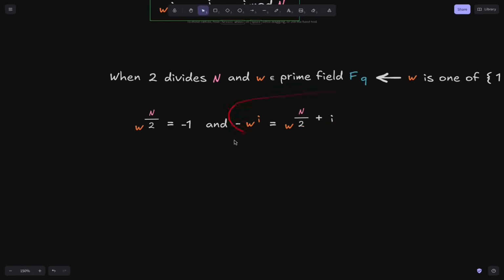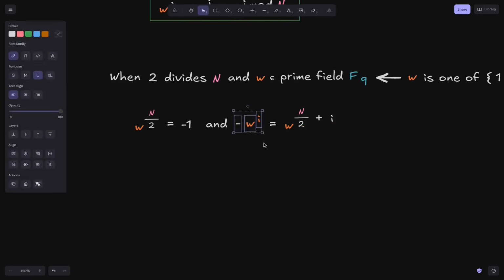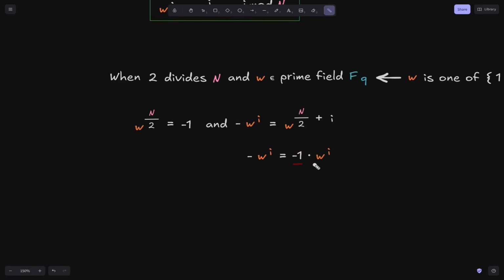To see this, note that minus w raised to the power i is equal to minus 1 multiplied by w^i. Since minus 1 is equal to w raised to the power of n divided by 2, then minus 1 multiplied by w^i will be equal to w raised to the power of n divided by 2 plus i. So now let me explain why this is true.